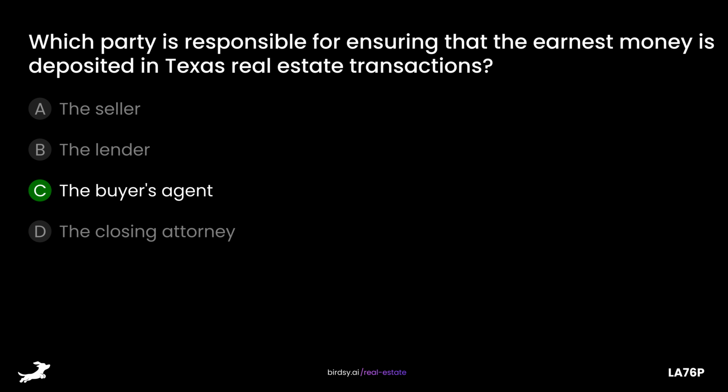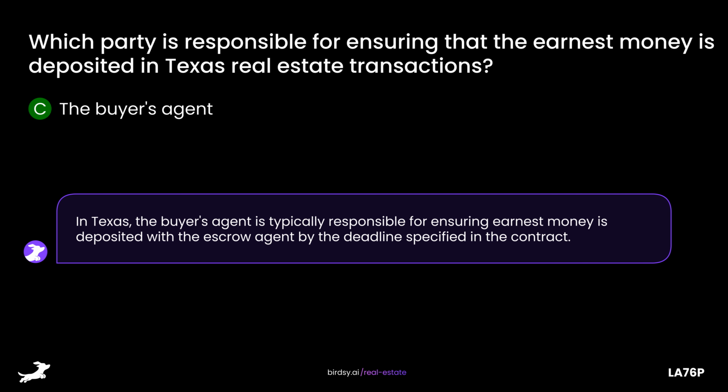The answer is C, the buyer's agent. In Texas, the buyer's agent is typically responsible for ensuring earnest money is deposited with the escrow agent by the deadline specified in the contract.